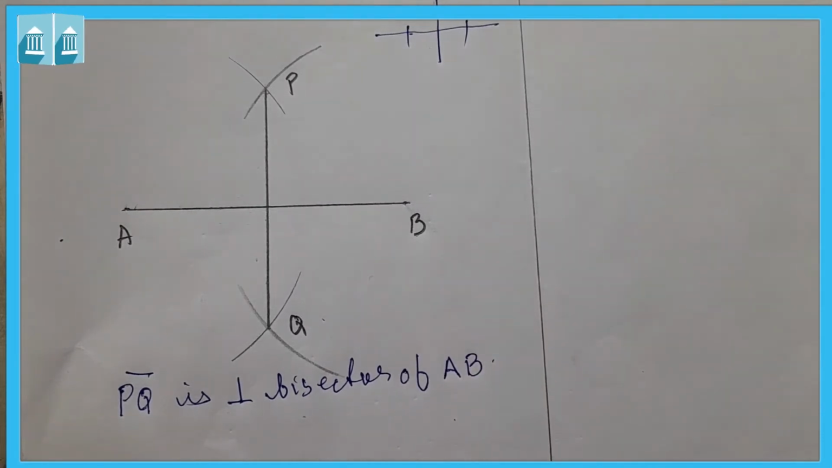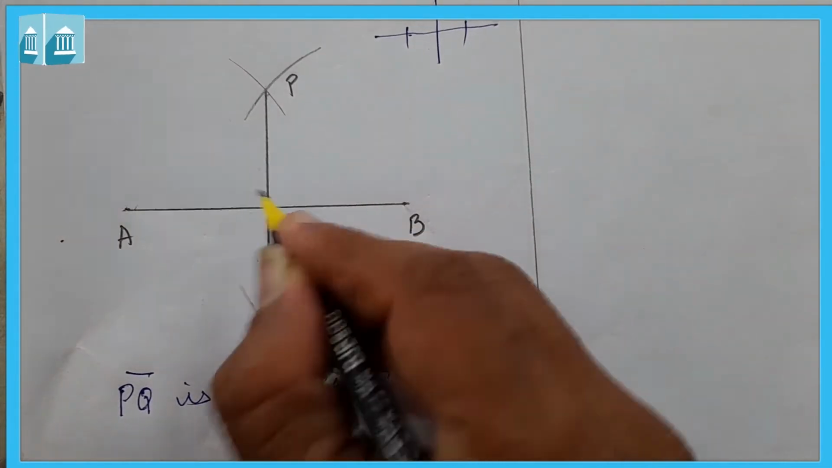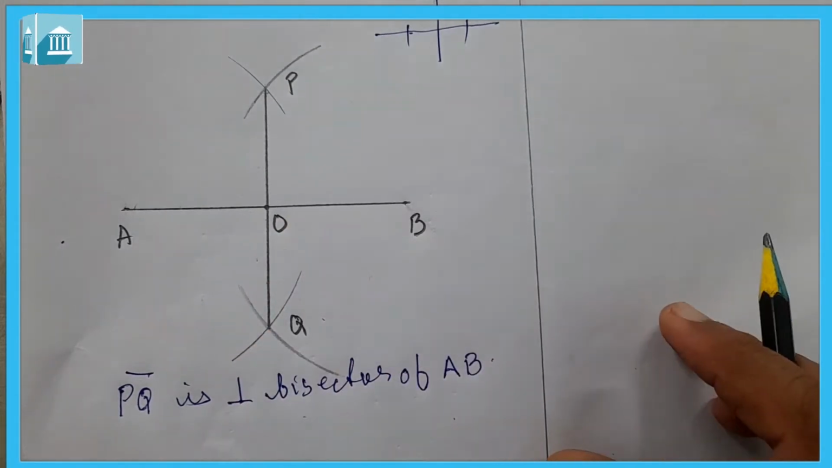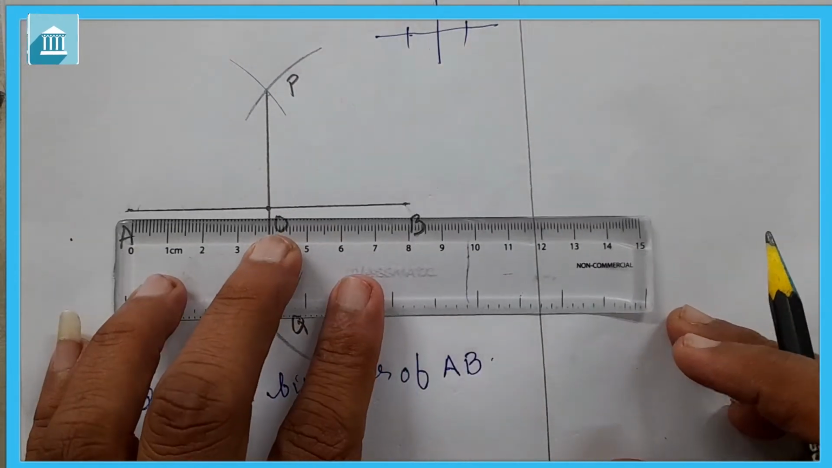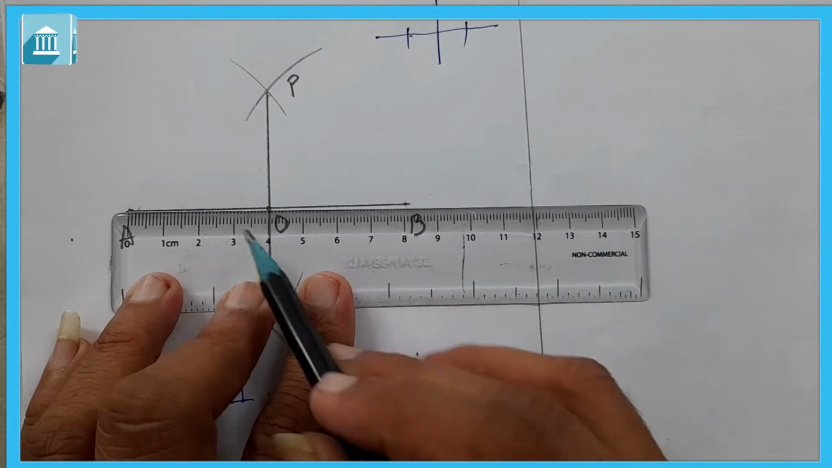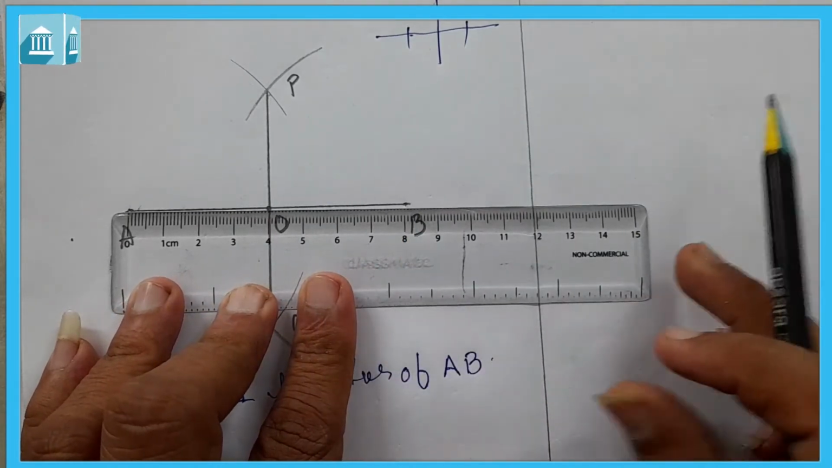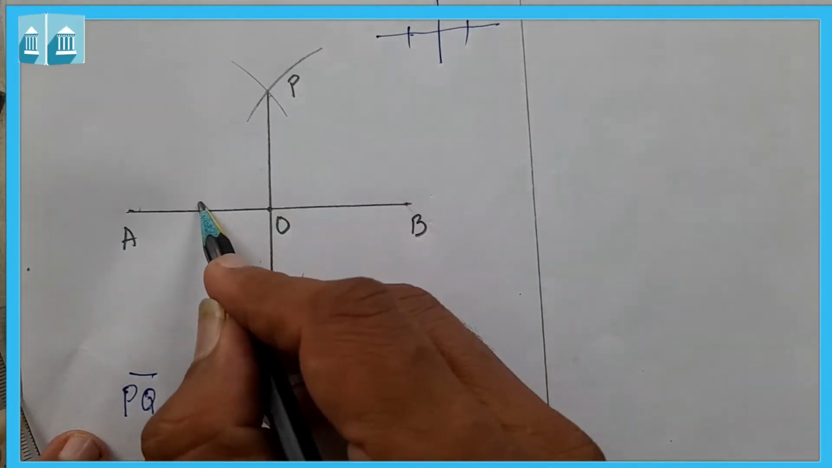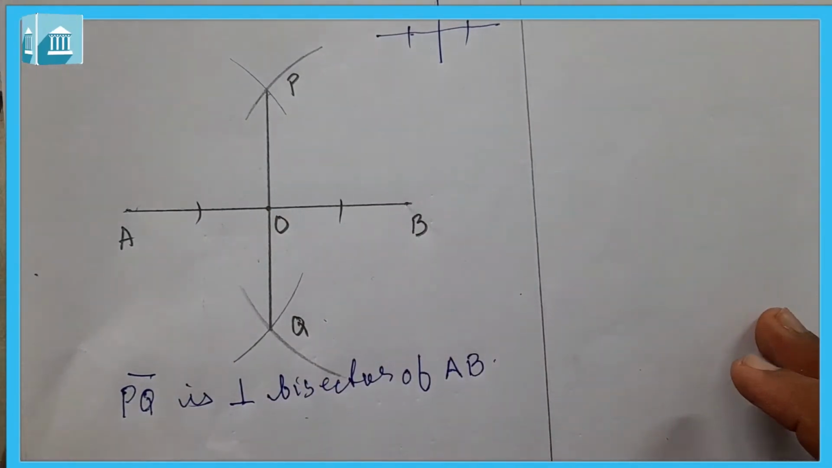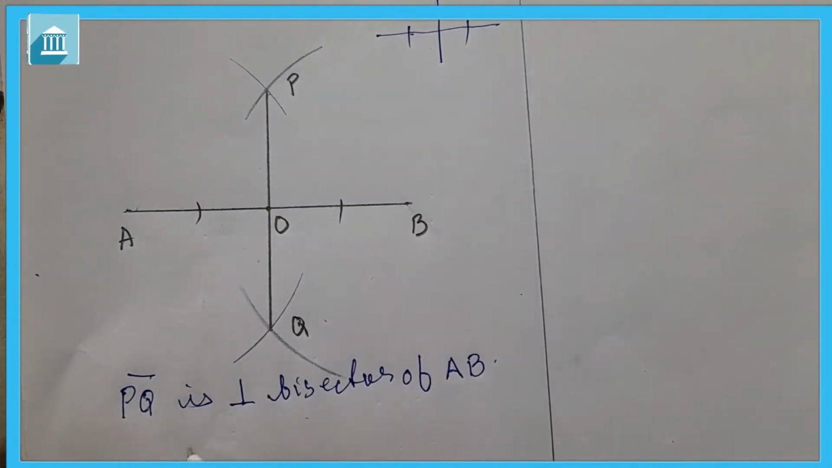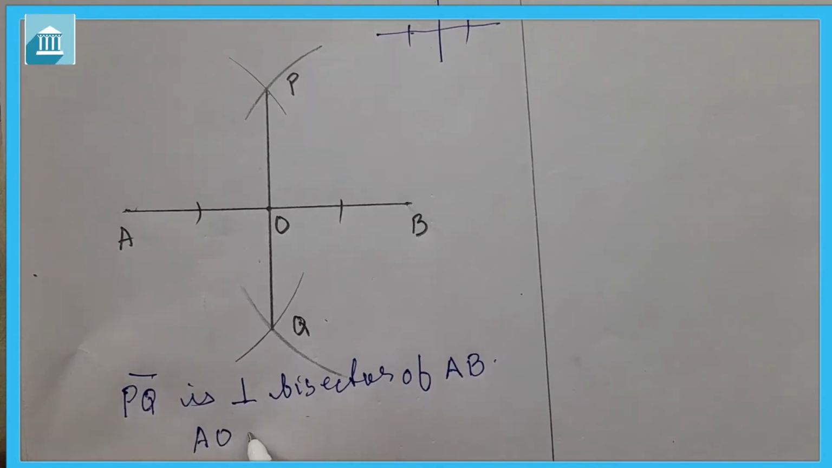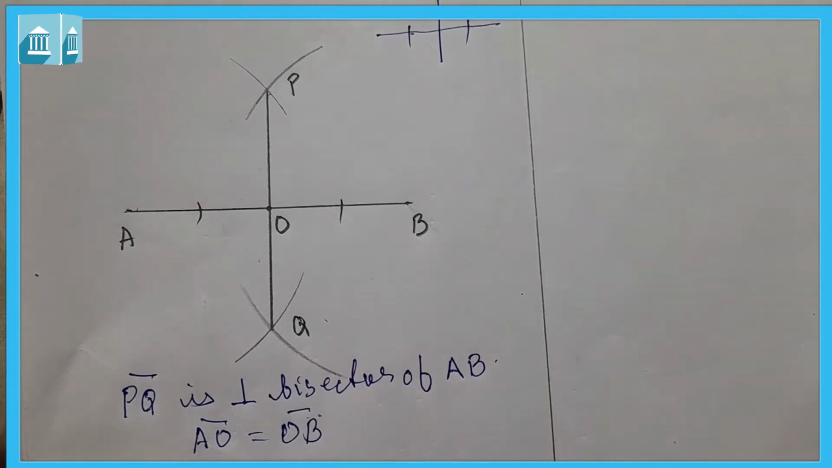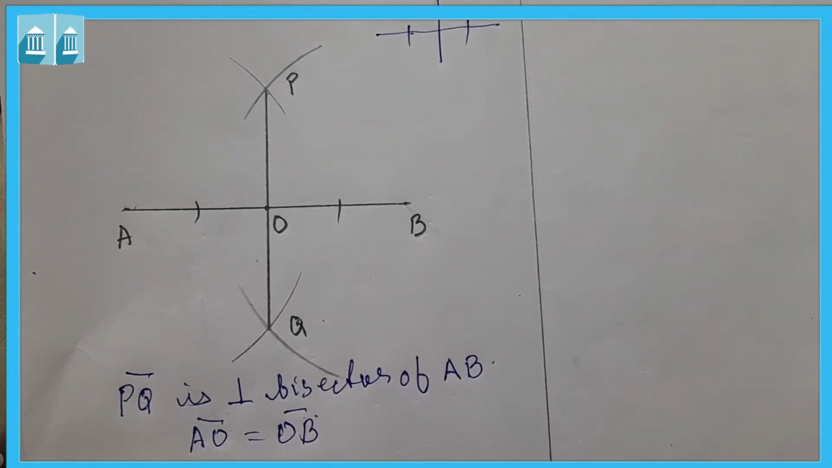PQ is the perpendicular bisector of AB. अगर ये O पे intersect करता है, then if we measure, we can see ये भी 4 सेंटीमीटर है, ये भी 4 सेंटीमीटर है. It means it is a perpendicular bisector. Thus I told that AO is equal to OB. दोनों same होंगे. क्यों same होंगे? क्योंकि PQ is the perpendicular bisector.